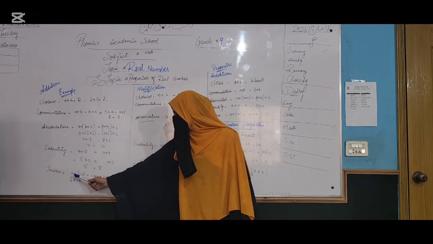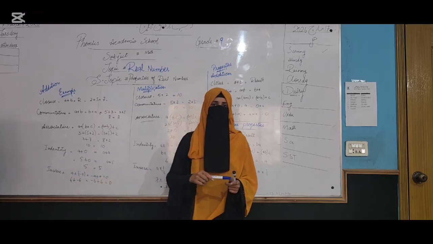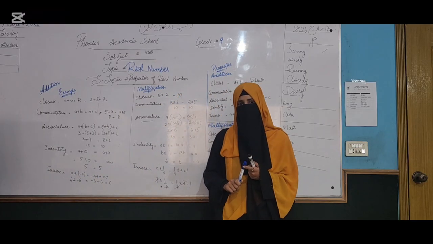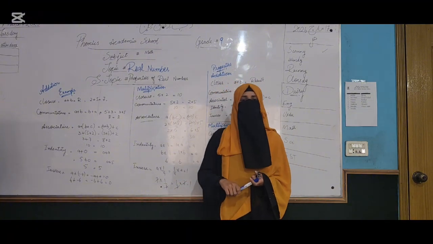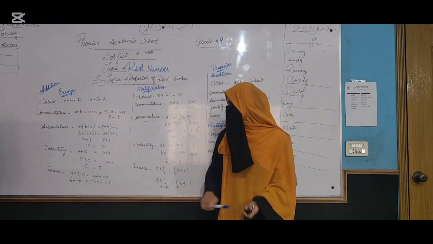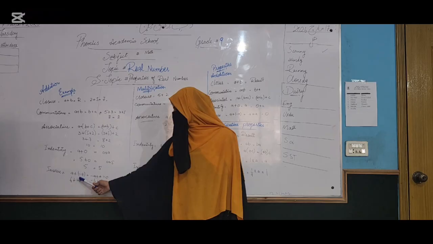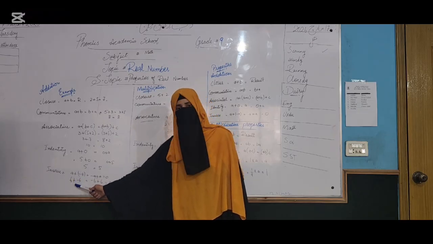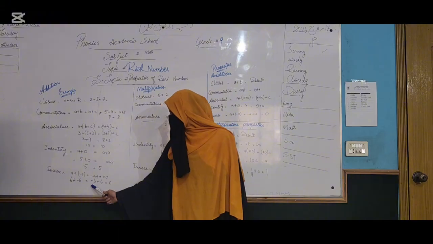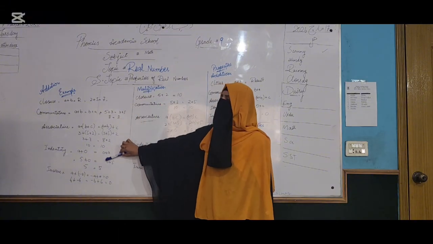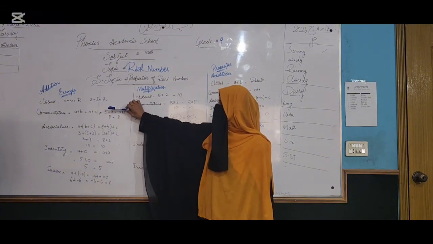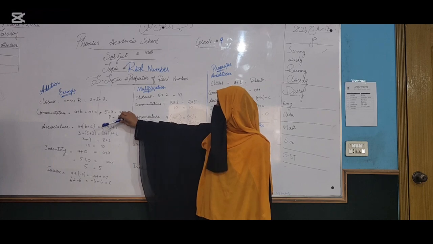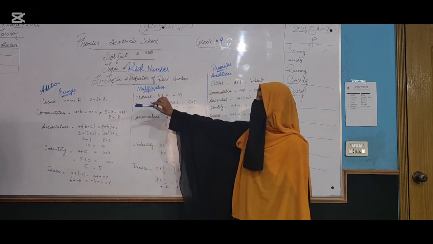Inverse property: a plus minus a. You have a value of a, the sign is addition, and you also subtract a. When you have minus a, for example 6 plus minus 6, that is 6 minus 6, which is equal to 0. So students, these are the examples of the addition properties of real numbers.